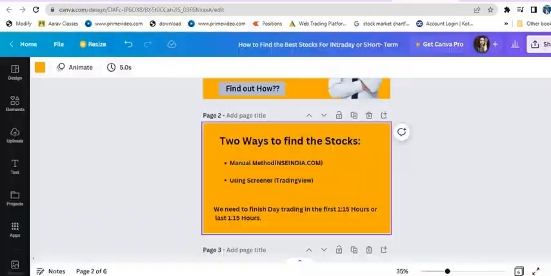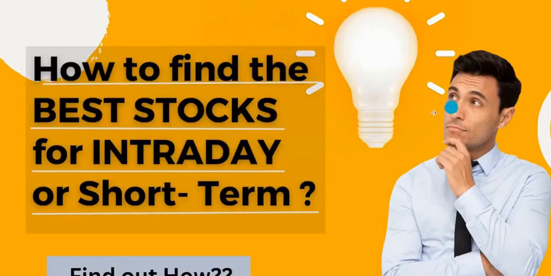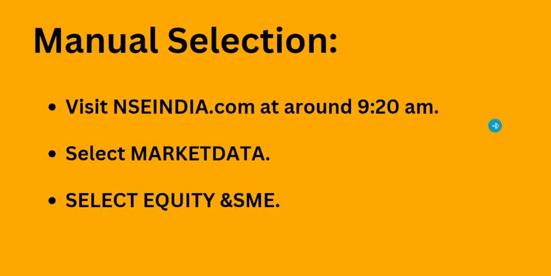So we will summarize. Okay, there are two ways. So how to find the best stocks for intraday or short term. So there are two ways to find the stocks. One is the manual method using the nseindia.com website, or using screener with TradingView. And for day trading, we need to finish in the first 1 hour 15 minutes or last 1 hour 15 minutes. So for manual selection, visit nseindia.com at around 9:20 a.m.